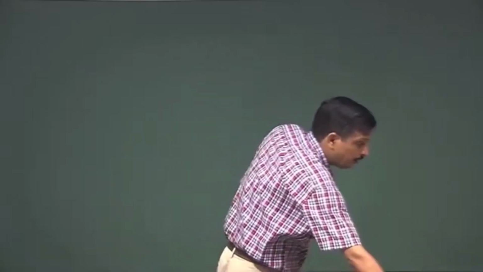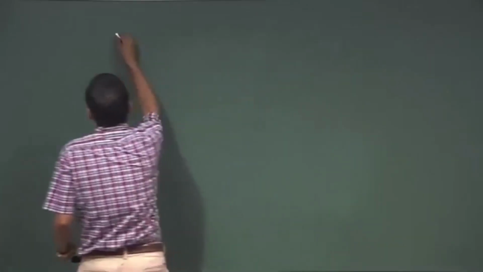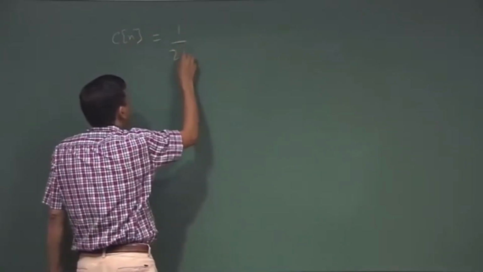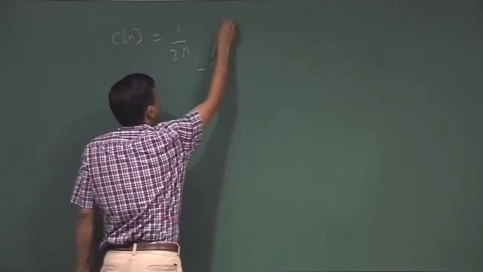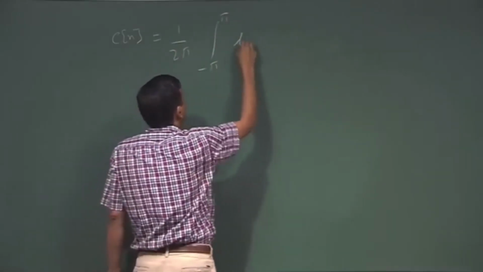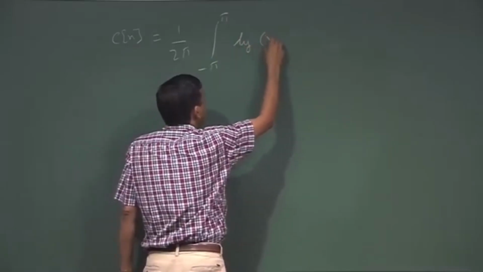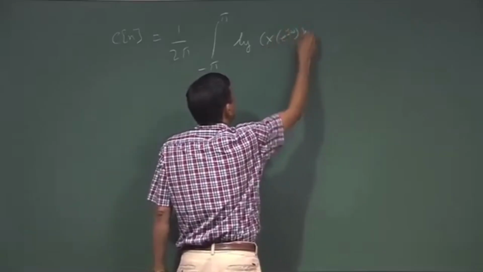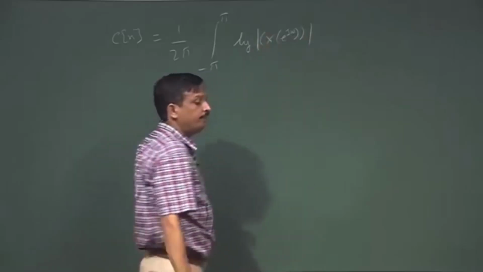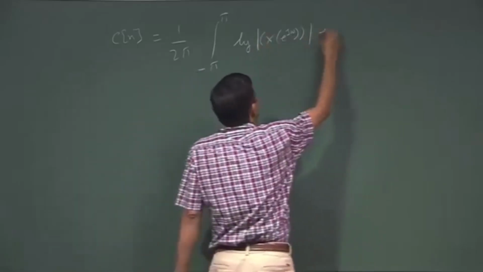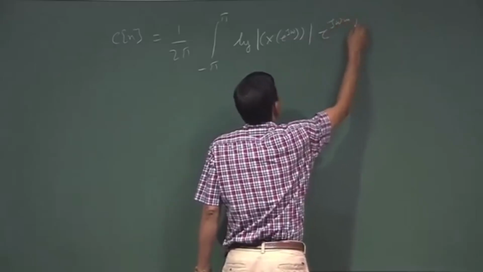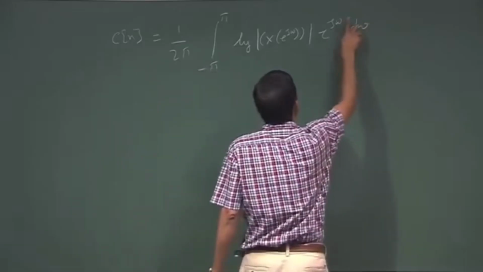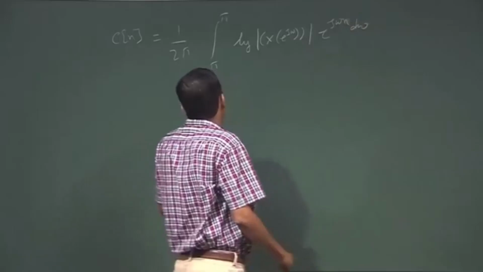So, what we will do? First think about the real spectrum. What is Cn? Real spectrum means the inverse Fourier transform, 1 by 2 pi, integral from minus pi to pi, of the log of the magnitude of x, log of mod x of e to the power j omega, times e to the power j omega n d omega. This is the real spectrum.